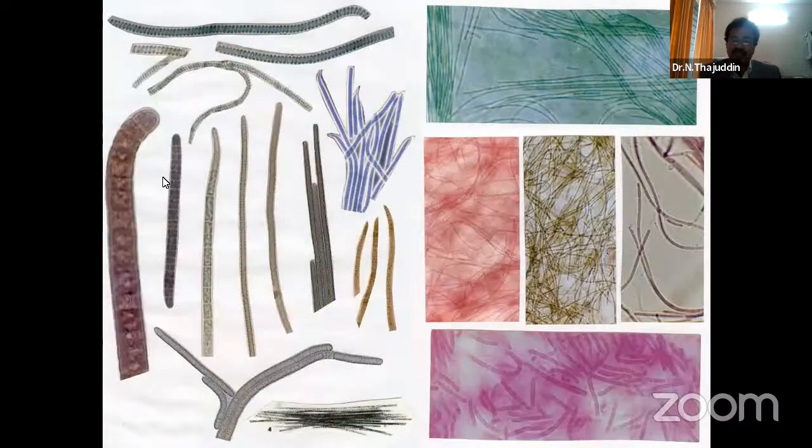This is the unicellular cyanobacterium. Here you can see the filamentous trichomatous cyanobacteria like Oscillatoria, Trichodesmium, and so on. And here you can see the four slides. All are from the same medium, but in different magnifications.